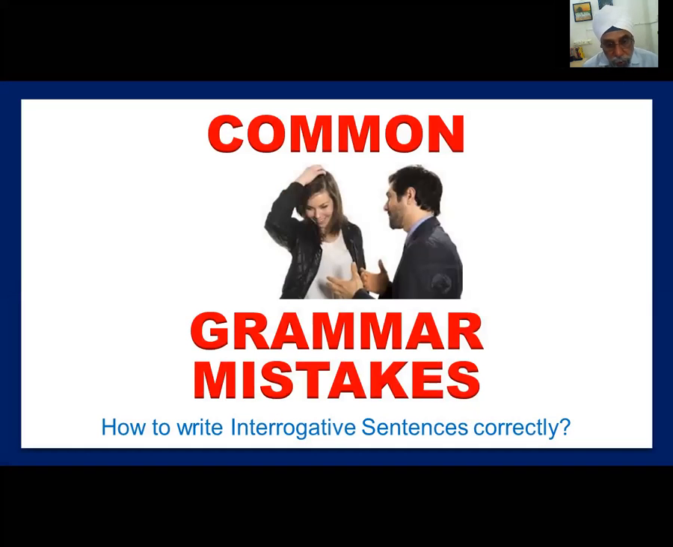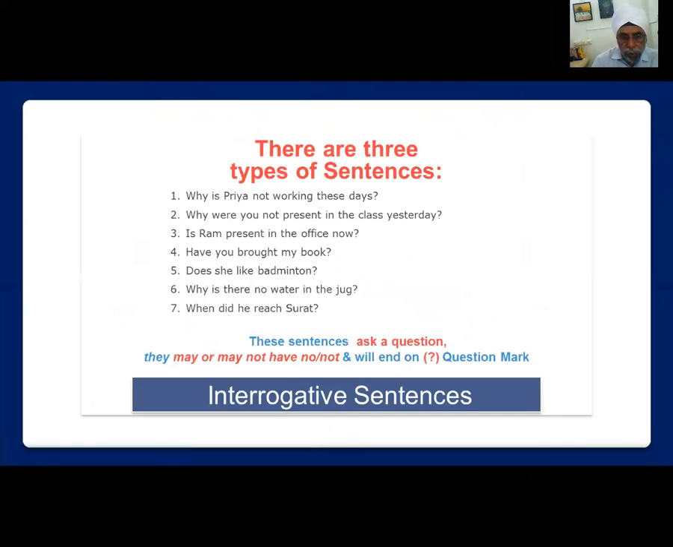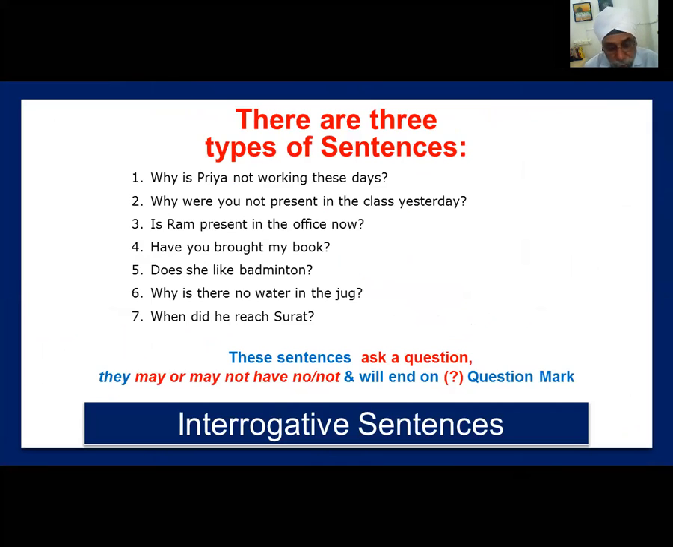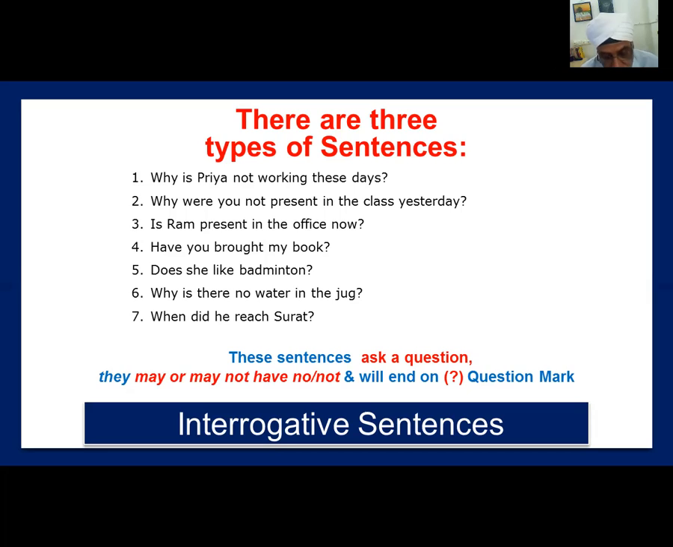So here we are: common grammar mistakes, and that is how to write interrogative sentences correctly. Now, what is an interrogative sentence? There are three types of sentences. An interrogative sentence is one type of sentence. Affirmative or positive sentence is the second type of sentence. And negative sentence is the third type of sentence. But what type of sentence is called an interrogative sentence?